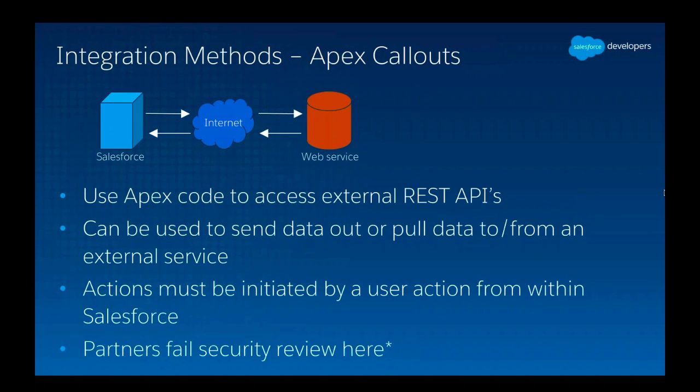But one of the things that we mostly see in partners code is that these actions or Apex callouts are not mostly initiated by a user action, which sometimes creates a security problem. If the data is actually requested by the user, then those actions must be initiated by user action rather than just automatically retrieving user data from the external services or pushing data from the Salesforce platform itself.